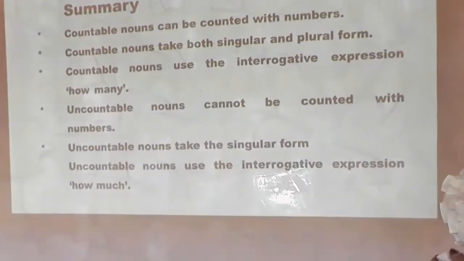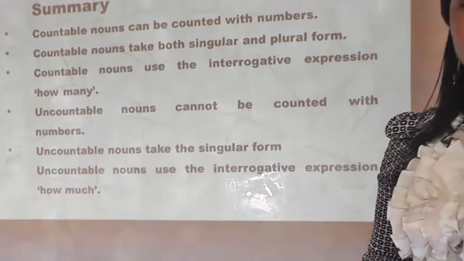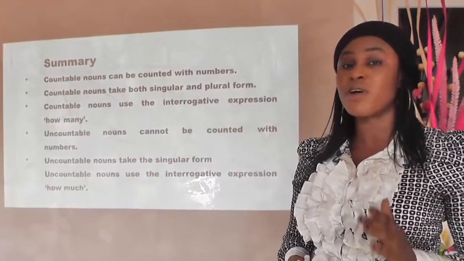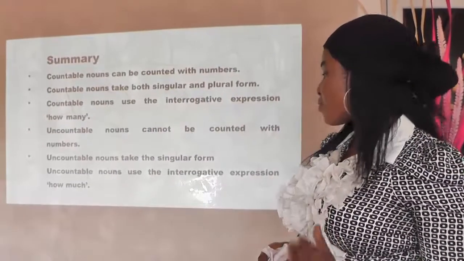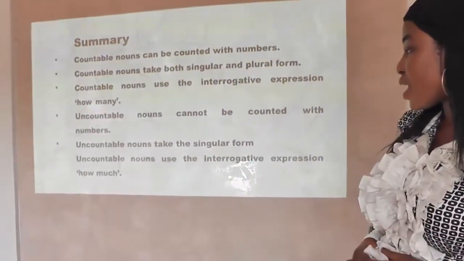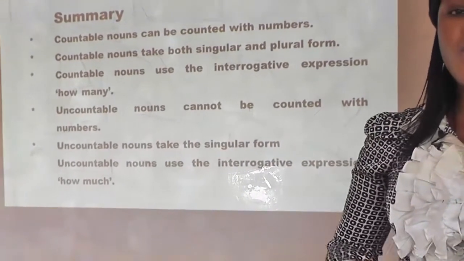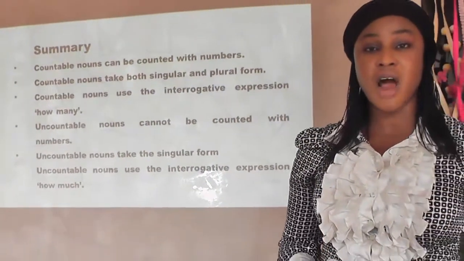Uncountable nouns take the singular form. In as much as we said that uncountable nouns are not individual objects, but they take what? Singular form. Then the last one is uncountable nouns use the interrogative expression how much and not how many.